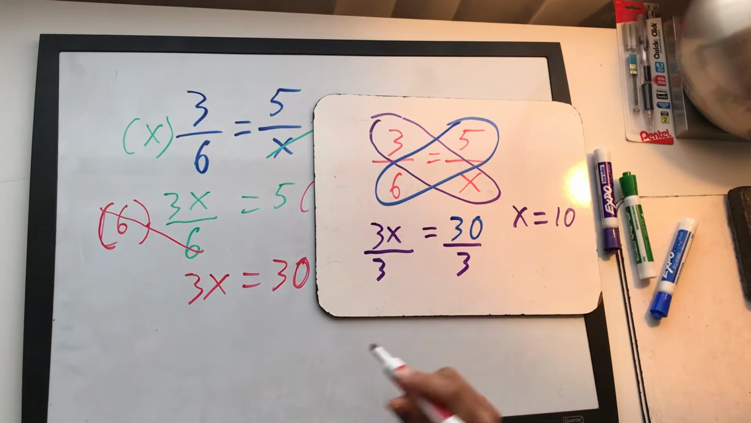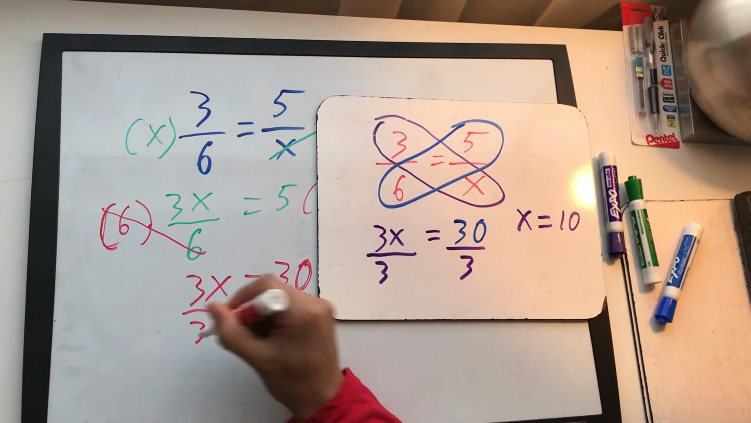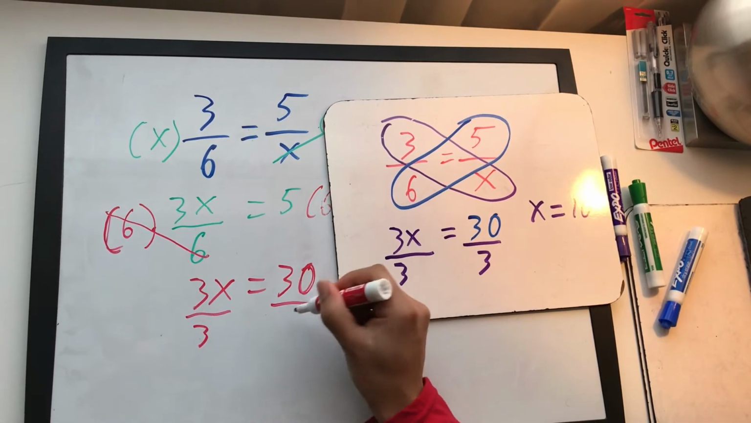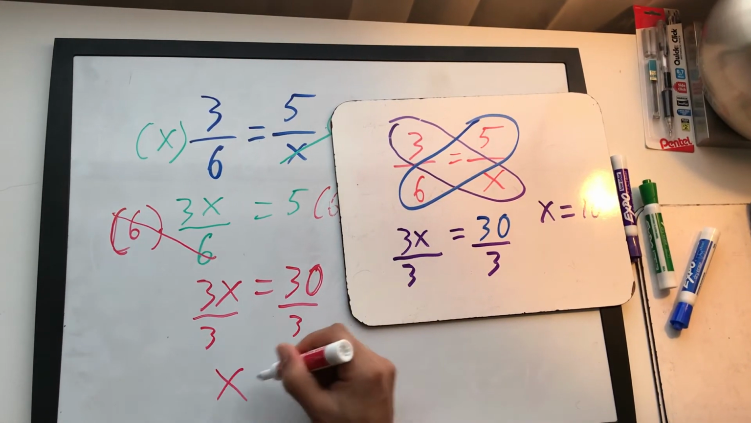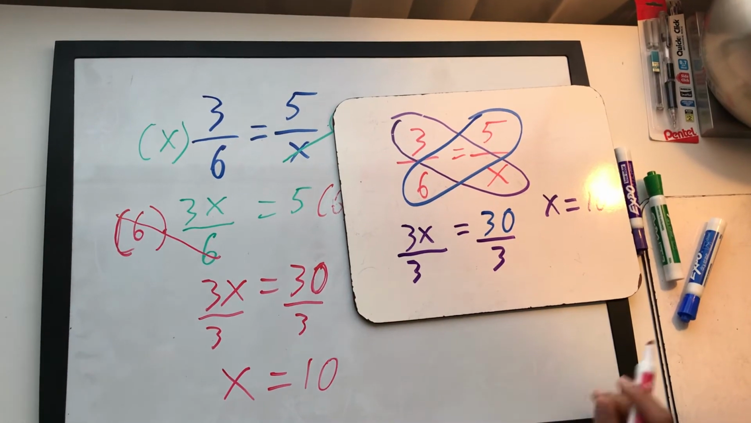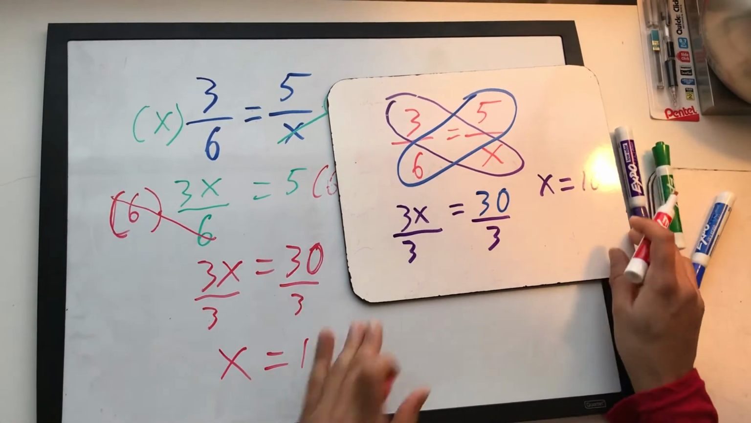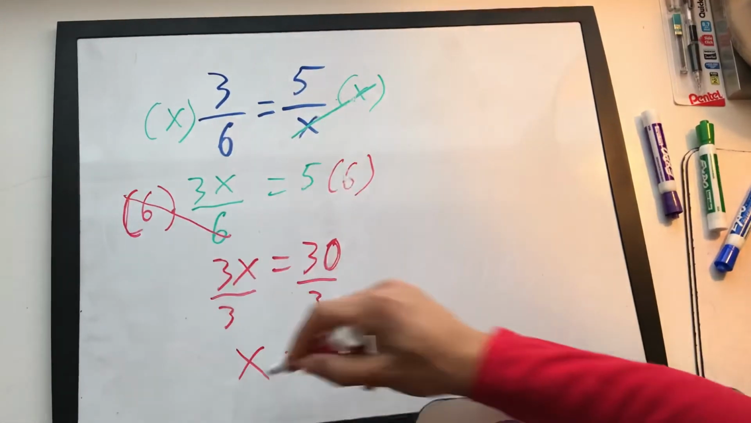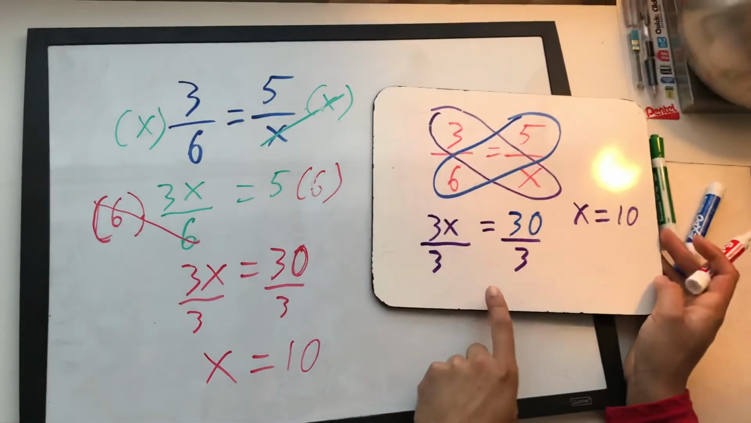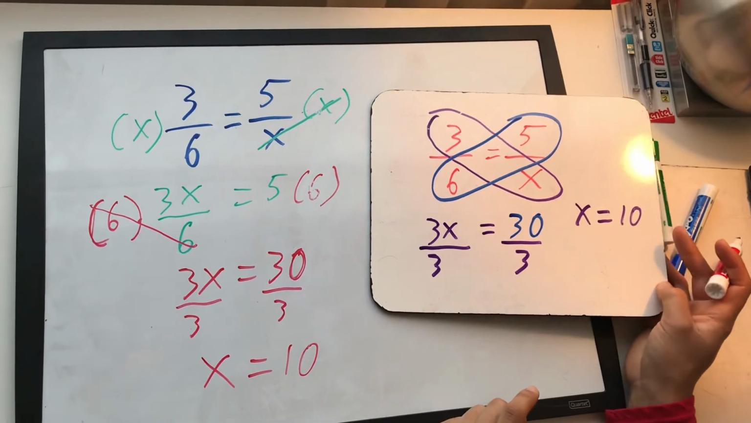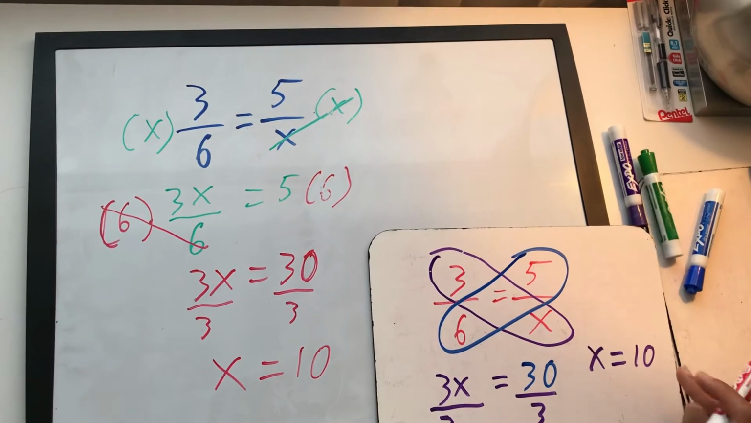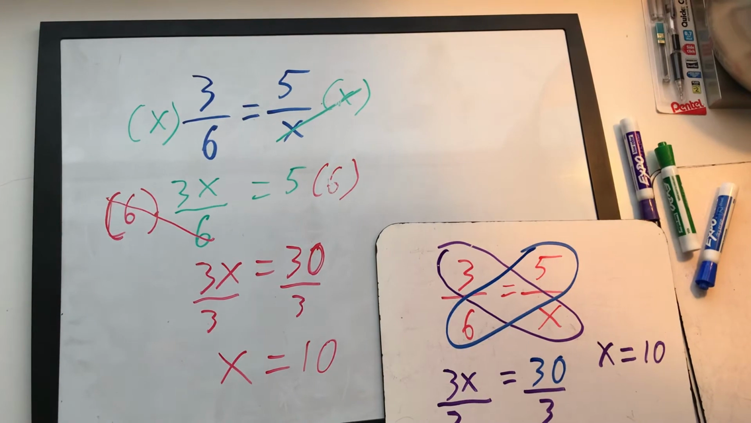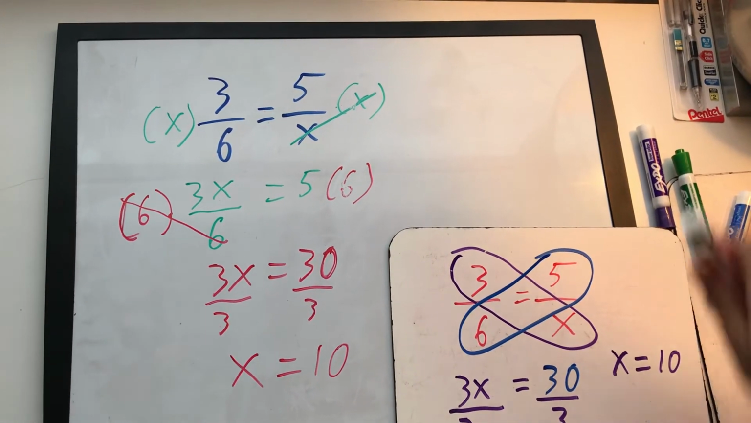So we've already divided this out, and we know that when we divide 3x by 3 and 30 by 3, we're left with x is equal to 10. So that shows us that we can either do it the long way, like so, or we can cross multiply, and it gets us to the same answer. Let's do another example where x is in the numerator position of the proportion.